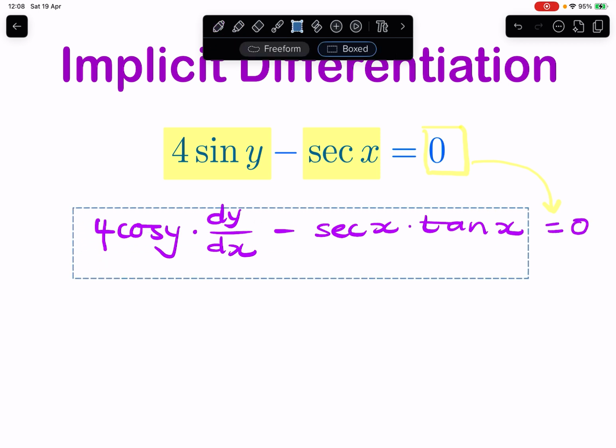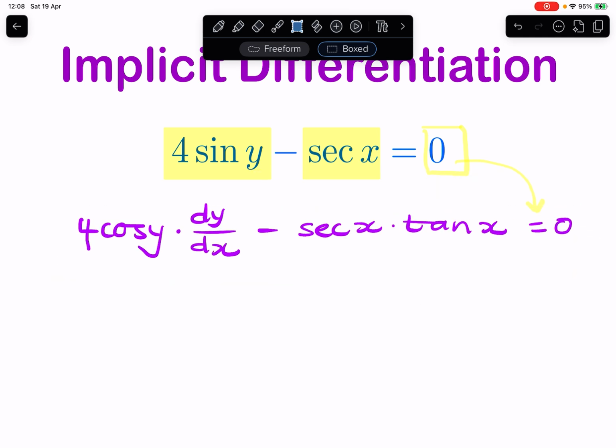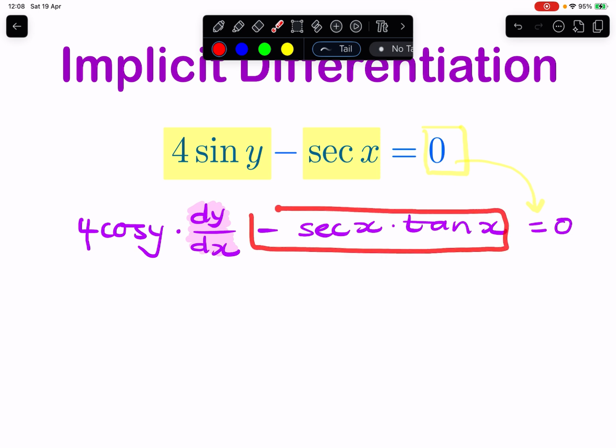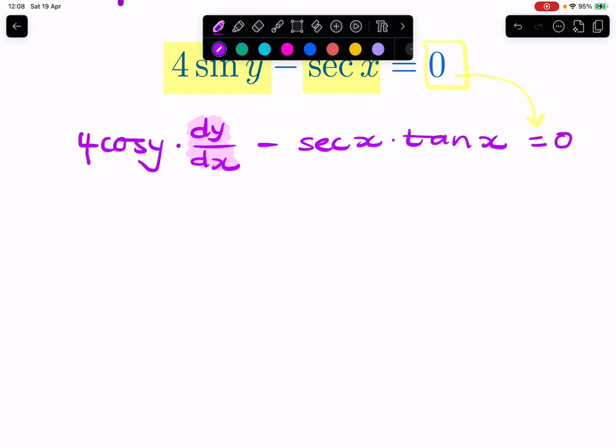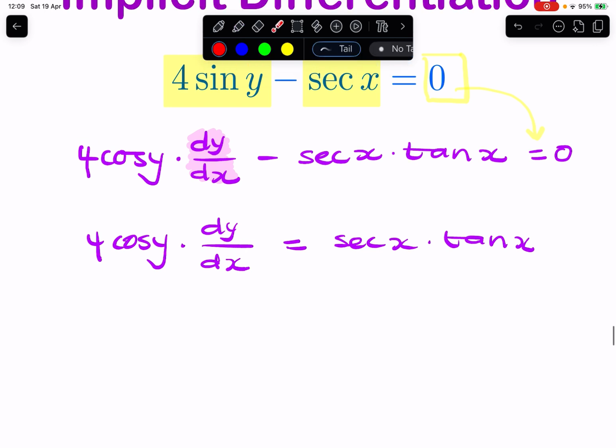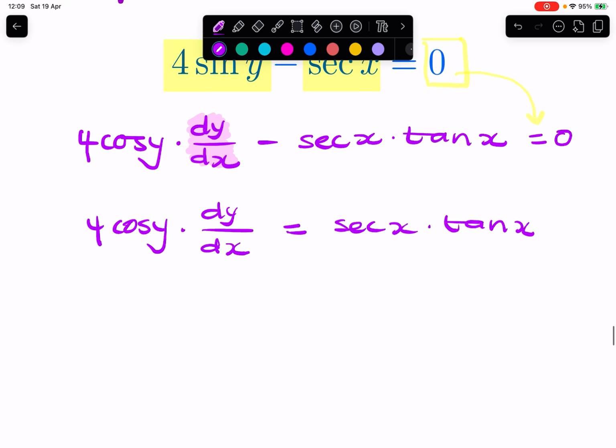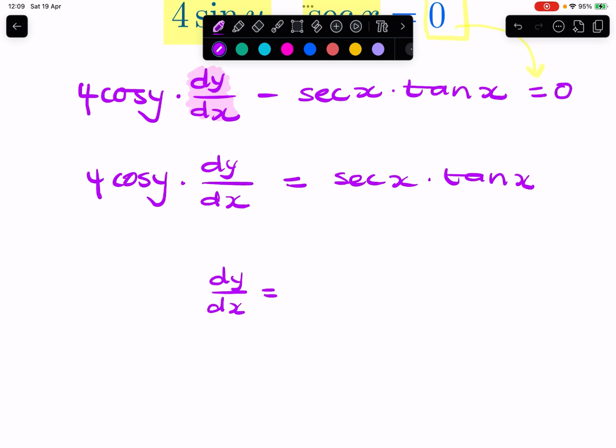So now all I need to do is rearrange this expression so that I have dy by dx. That's what I'm trying to find. So anything that isn't dy by dx needs to be on the other side. If I add secant tan to both sides, I can get rid of this, and then after that, I divide by 4 cosine because it's multiplied. So 4 cosine y dy by dx equals secant x tan x, the result of moving this negative to the right-hand side. Then you just divide both sides by 4 cosine y. So that will give me dy by dx equals secant tan divided by 4 cosine y.